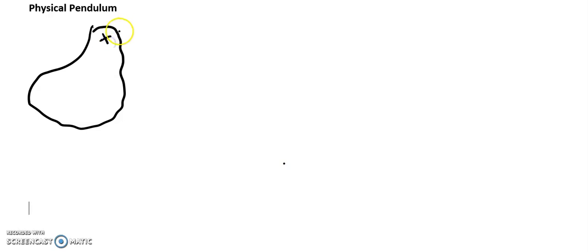So let's go ahead. I'm going to just draw a blob, which is going to be my physical pendulum. Okay, cool. So that's my physical pendulum. This X, I'm going to go ahead and draw that. That is my point of rotation. Great. A couple of things I want to label on my physical pendulum, so it'll come in handy.